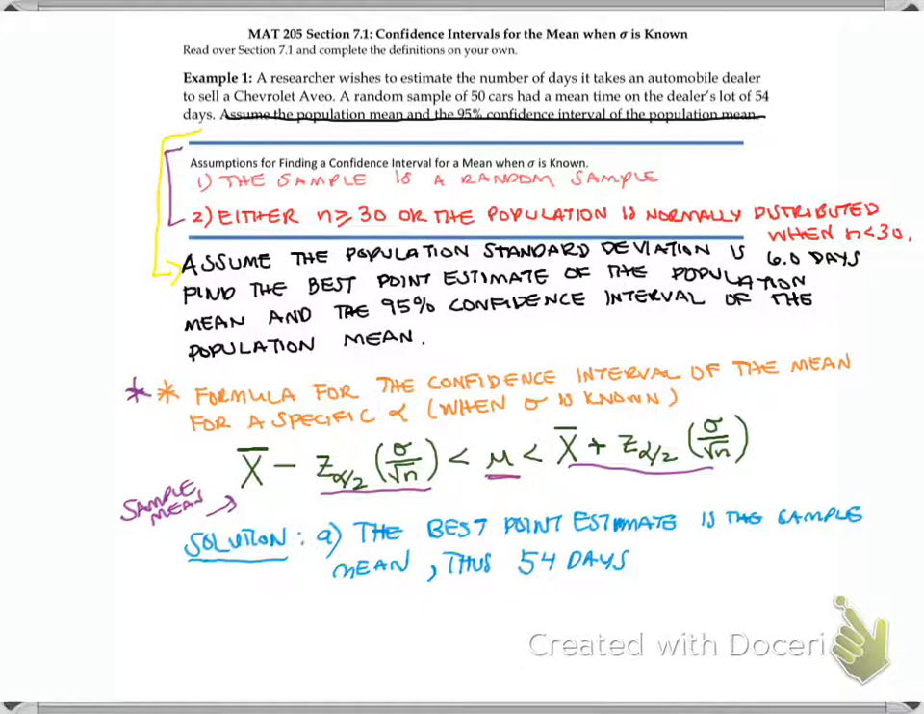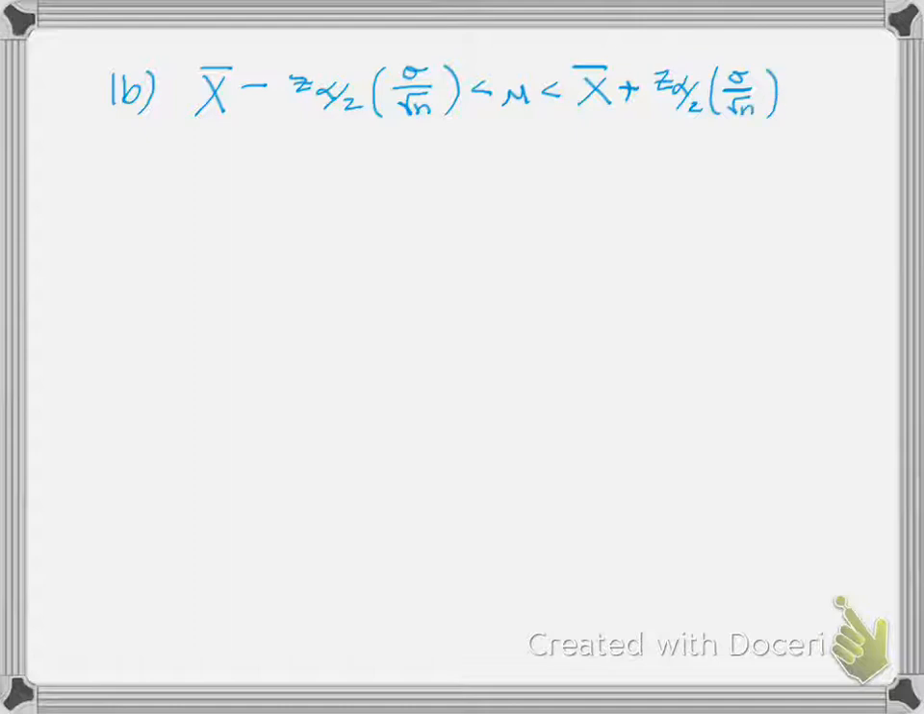Okay, so let's now go to B, and I'm going to have to use a new slide to do B, which is asking us for the 95% confidence interval of this population mean. All right, so now we're going to be using that formula: x bar minus z alpha over 2 sigma over the square root of n less than mu less than x bar plus z alpha over 2 times sigma over the square root of n. And so we know n is equal to 50, x bar is 54, and our standard deviation is 6.